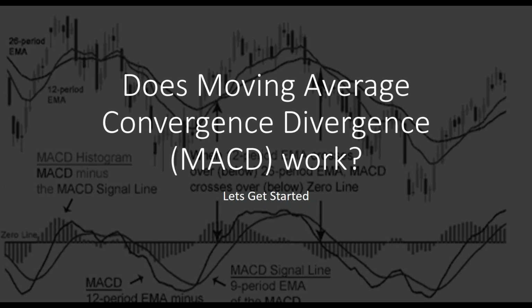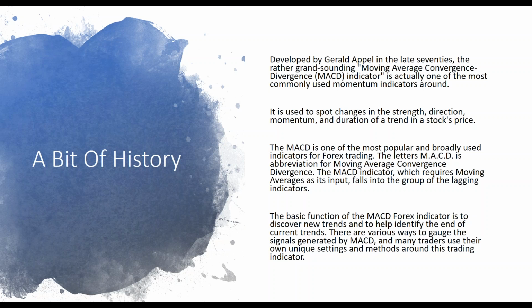Now, tonight, again, we're going to be talking about moving average, convergence, and divergence. I actually like saying that. So let's get started. This indicator was developed in the late 70s, and it's got this rather grand-sounding name, Moving Average Convergence Divergence Indicator. And it's actually one of the most commonly used momentum indicators around.